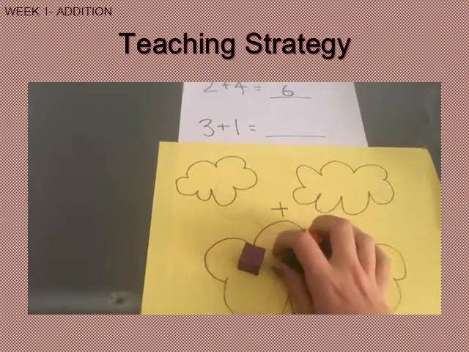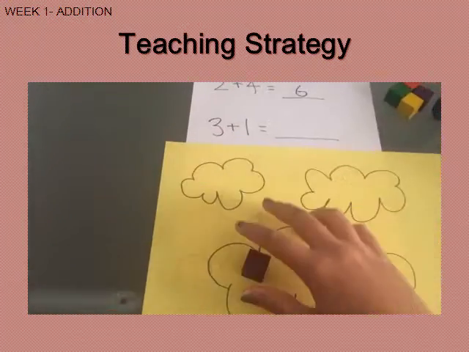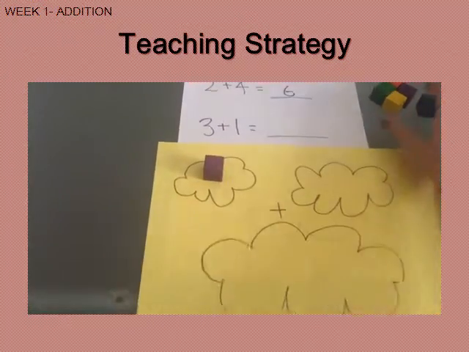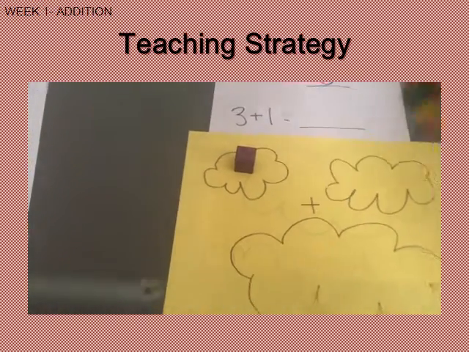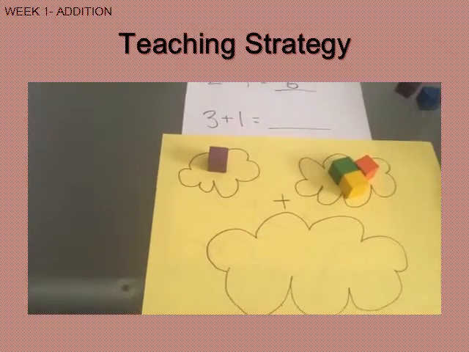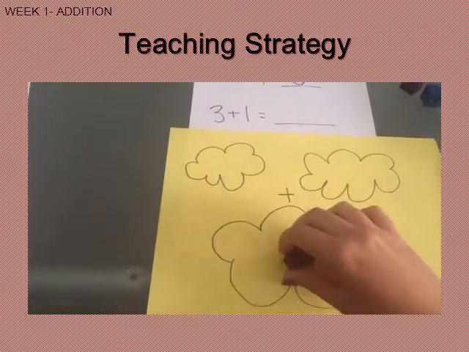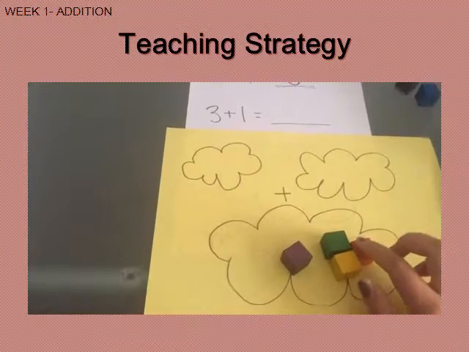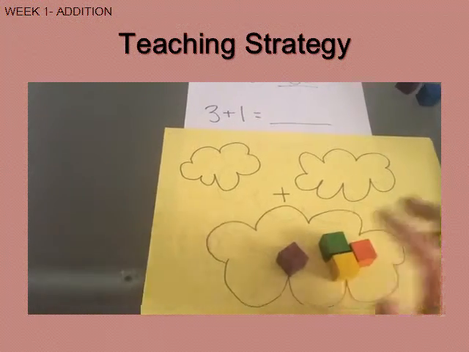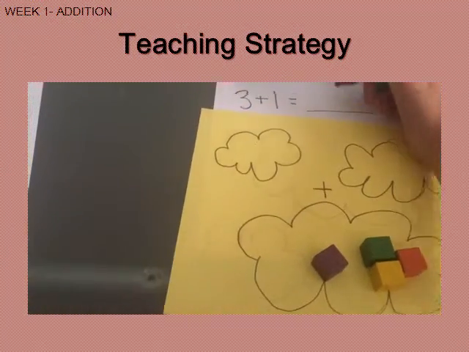Or you could do 3 plus 1. So you can have 1 in one cloud and 3 in another cloud, and then you bring it all together and you have your answer, which is 1, 2, 3, 4, and you write it in.